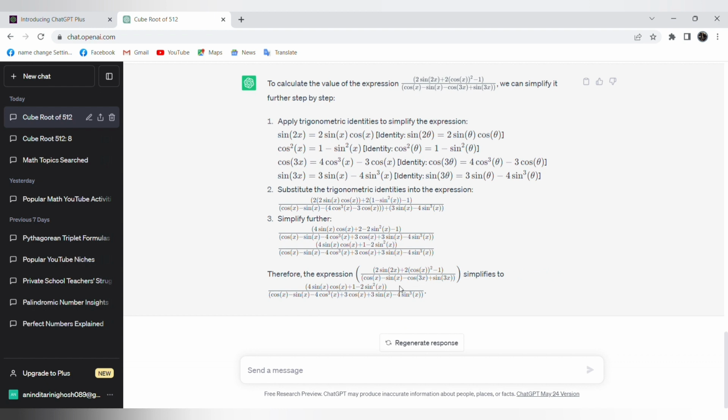I have typed this way within brackets. So I have given the third bracket, but it is not taking the third and second brackets. Of all the brackets, it has taken the first bracket only. I typed 2 sine 2x in a bracket, and then again 2 cos x whole square in a bracket, and then minus 1 totally divided by cos x minus sine x minus cos 3x plus sin 3x. What they are expressing in the last line is quite understandable, but it simplifies to what they have said. This is not right.